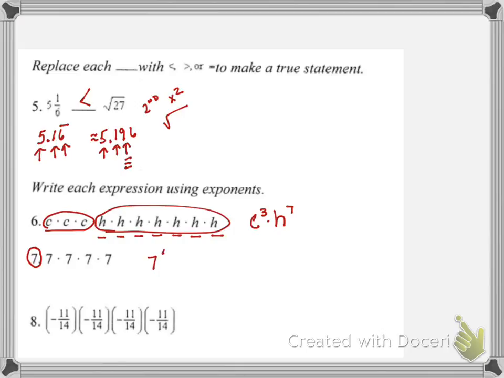You should have gotten 7 to the 4th and negative 11/14, putting it in parentheses because it's a fraction, to the 1, 2, 3, 4th as well.